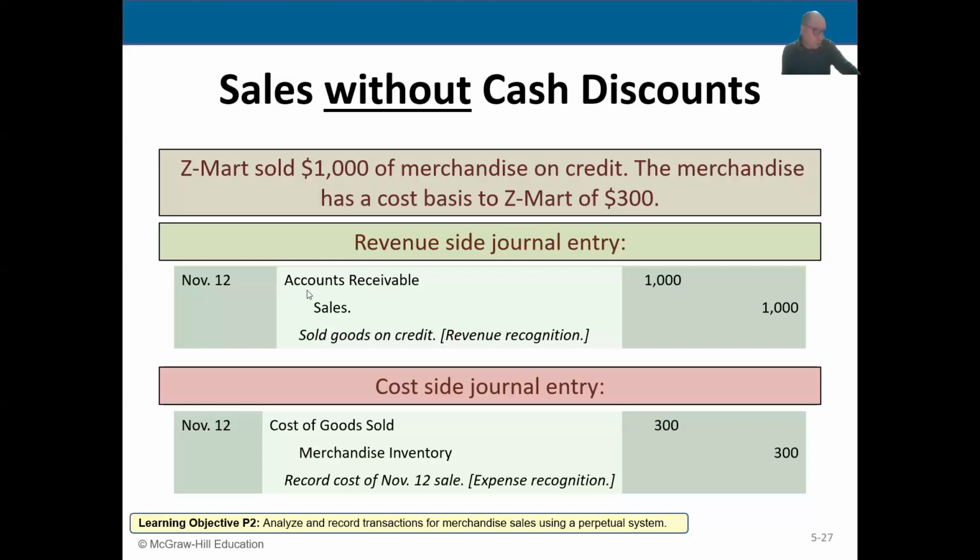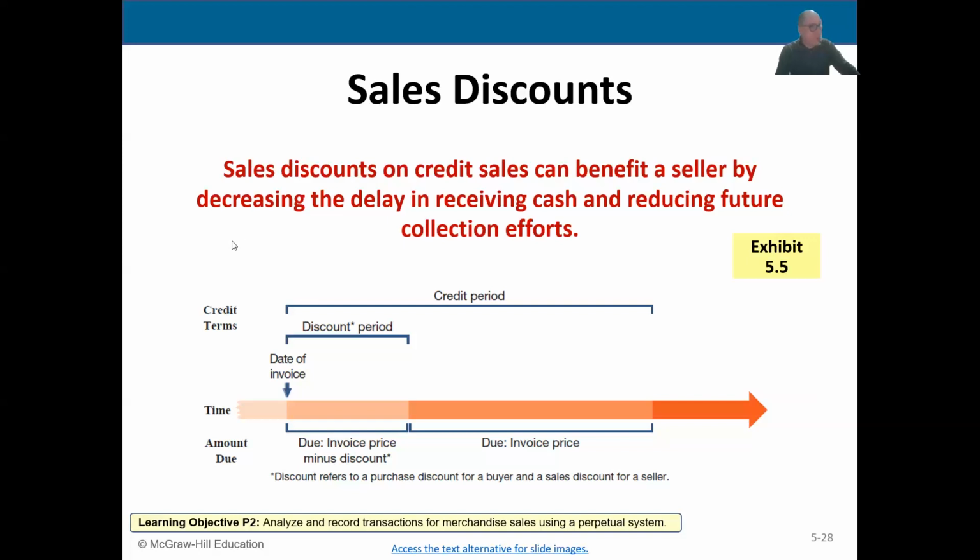Now, what if we had an agreement with our customer and we provided our customer with credit terms? We call that a sales discount. You make an agreement with your customer on credit terms. We call it a sales discount. Okay? What this does, on the sales side of things, is it encourages your customers to pay you quicker when you offer them a discount.